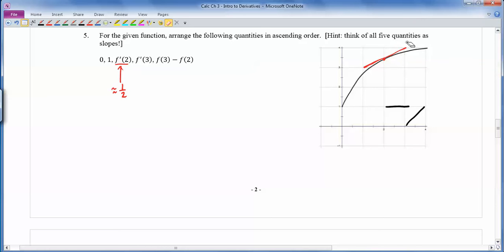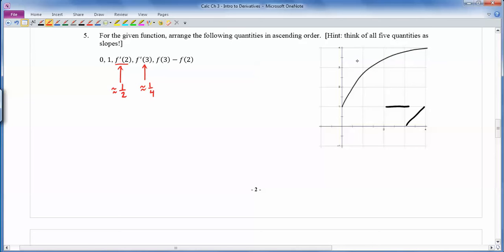Let's look at f prime 3. So f prime 3 would go right here. And if I drew a tangent line, oops, sorry, let me make that a little bit better. Looks like that. I'd say this one looks like it's 1 over 1, 2, 3, 4. So this is about 1/4. If you look at it, you can tell it's got to be less than f prime 2 because the curve is flattening out here, right?